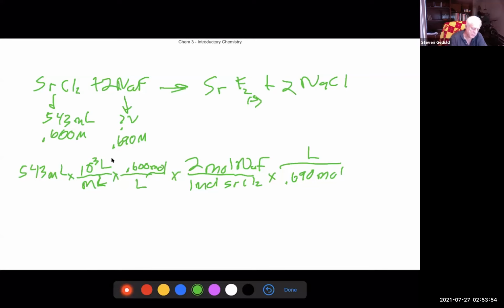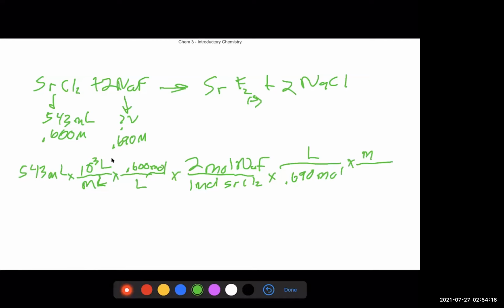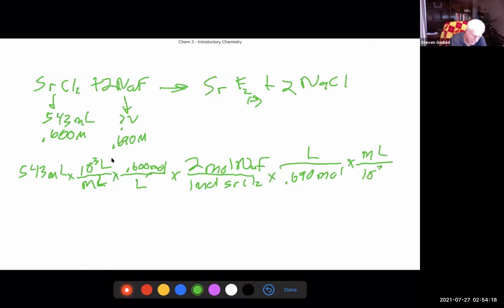What does it say on there, milliliters or liters? It wants the volume in milliliters. Yeah, I mean, my bad. It's asking for the volume in milliliters. Okay, then go back to milliliters. So your 10 to the minus 3 is going to cancel. That's no big deal.